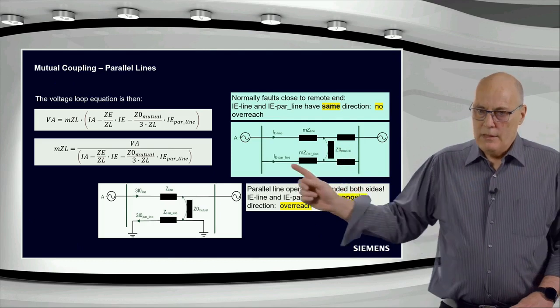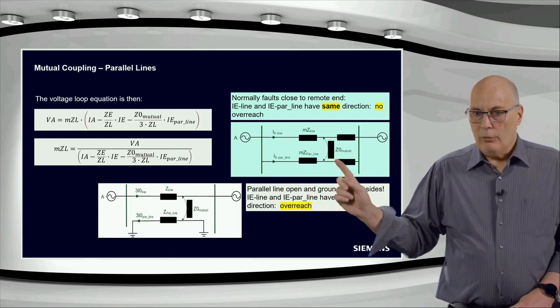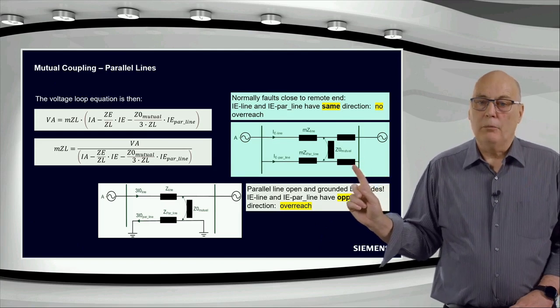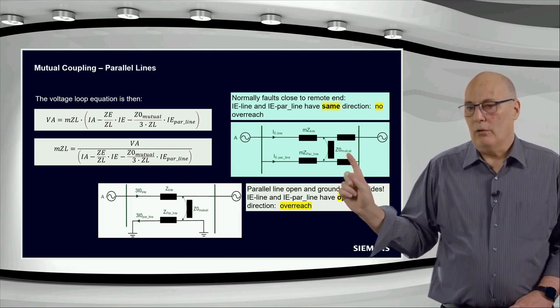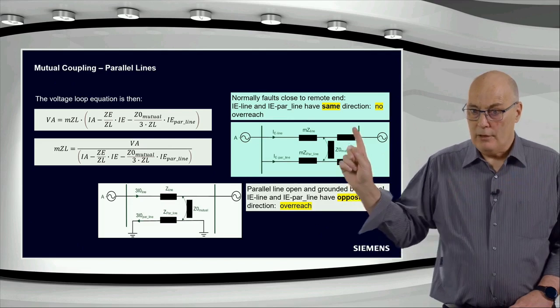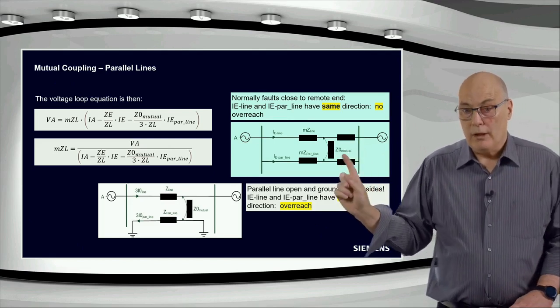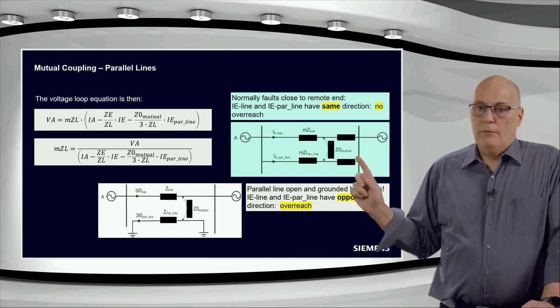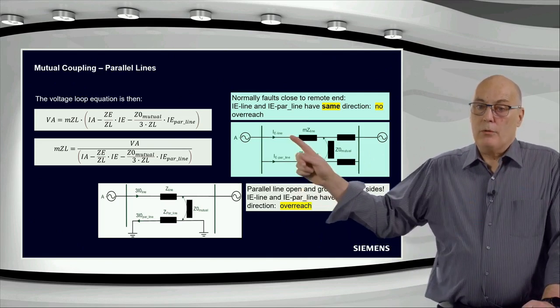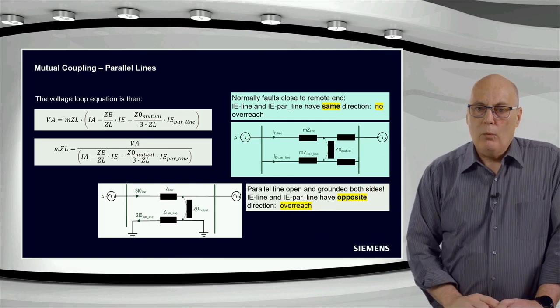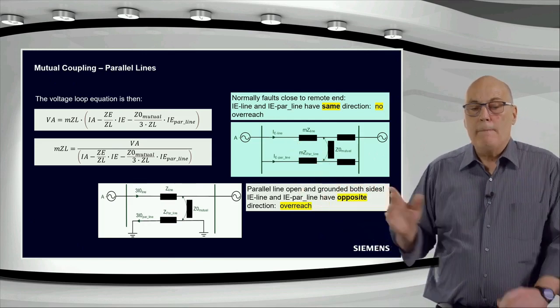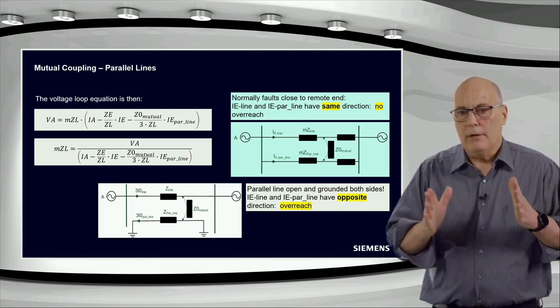So for the line that's seeing the fault close to the remote end, where you could have the risk of overreaching, because remember, if the fault is close here, then we are not going to get overreach this side. But if the fault is close to this bus bar, the mutual coupling could make an overreach, and we need to be careful. So for the remote faults, we typically have this condition. Now under that condition, the IE and the IE of the parallel line have a similar direction.